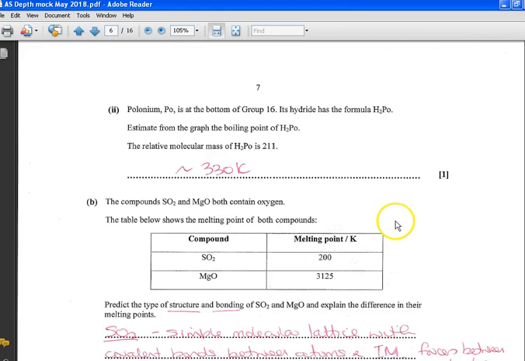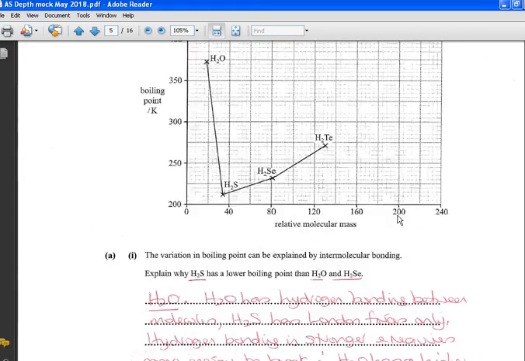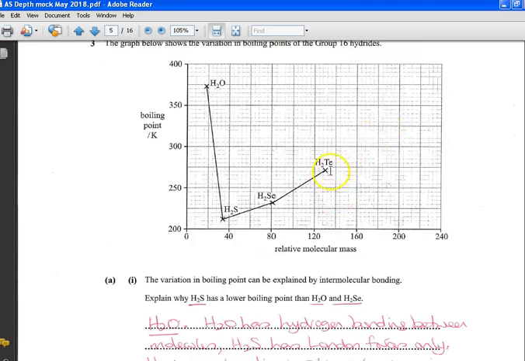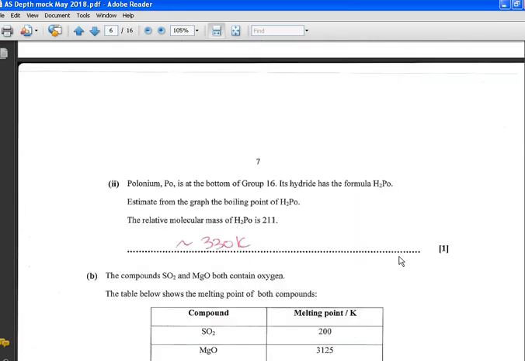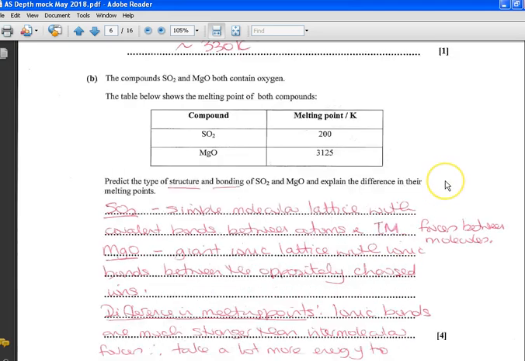You're asked to estimate from the graph the boiling point of H2Po. So you just go back up to your graph and extrapolate it a bit, but you've got to go along to the relative molecular mass, which is 211. So somewhere about here, isn't it? Yeah. Okay, some of you went much too high. In general, most of you got that right.